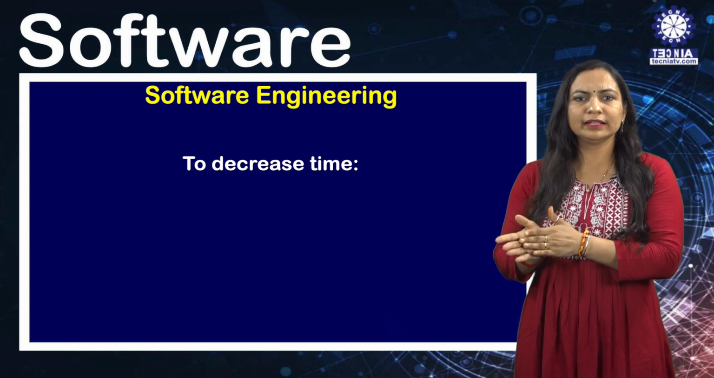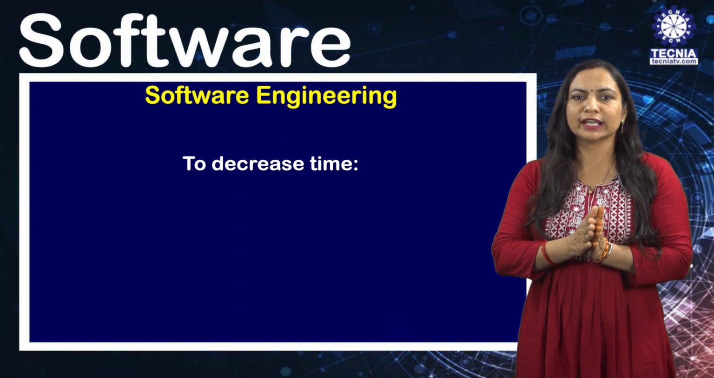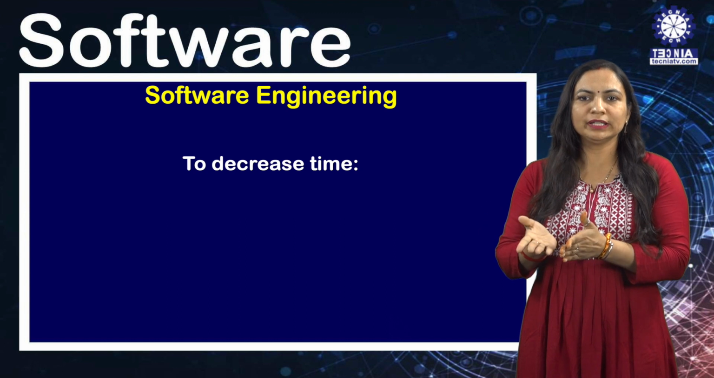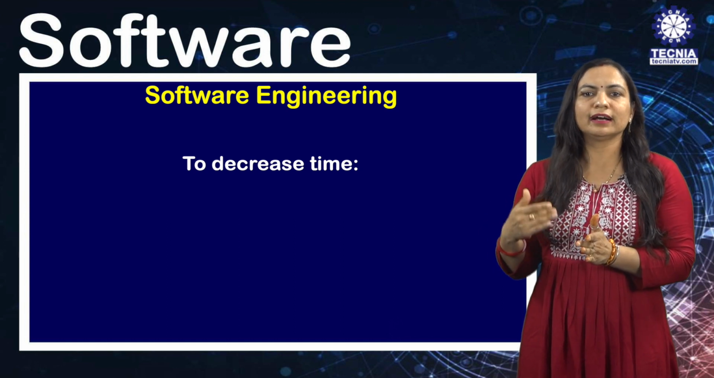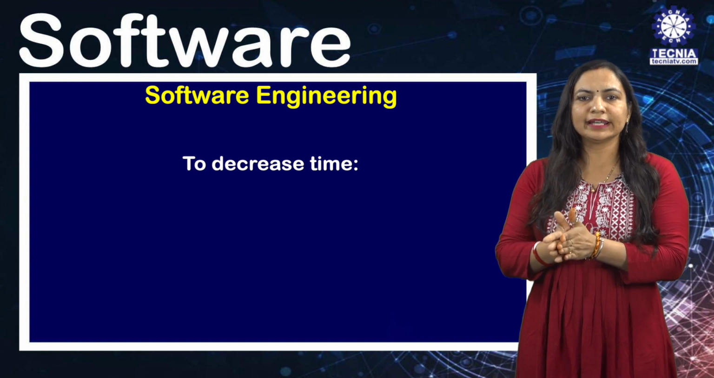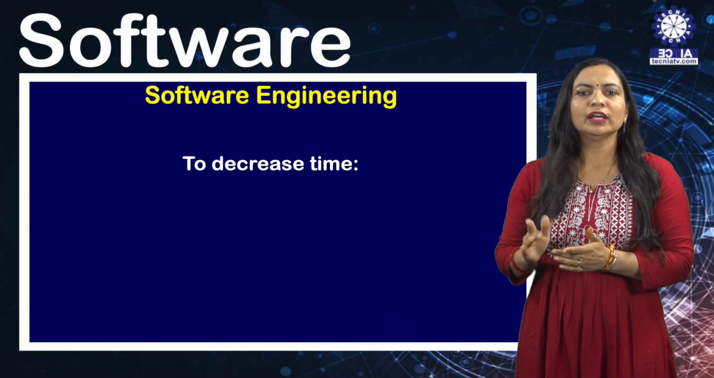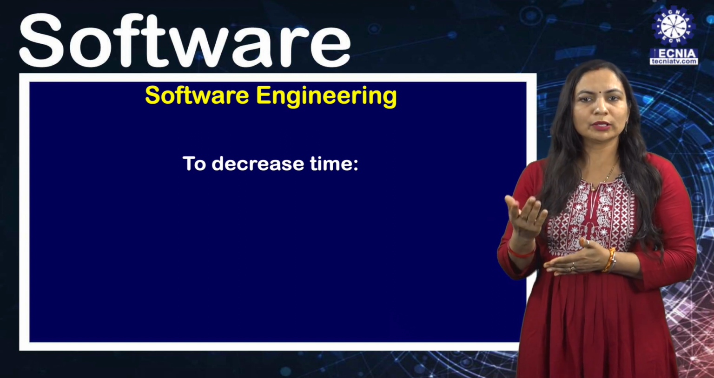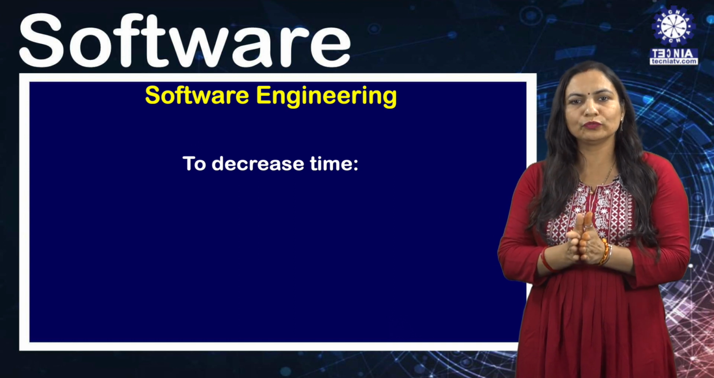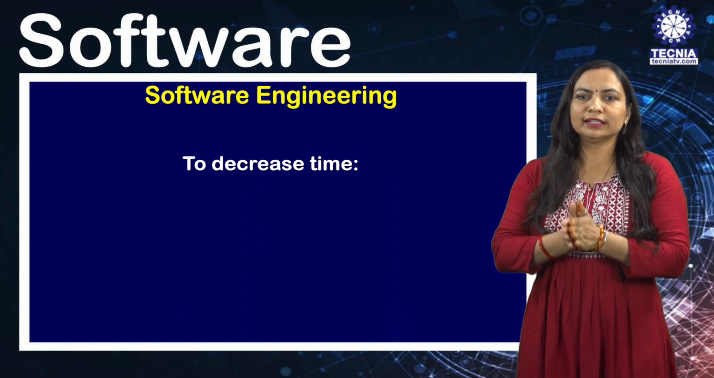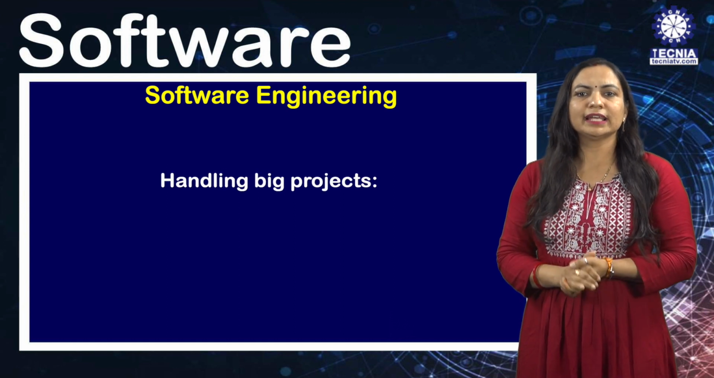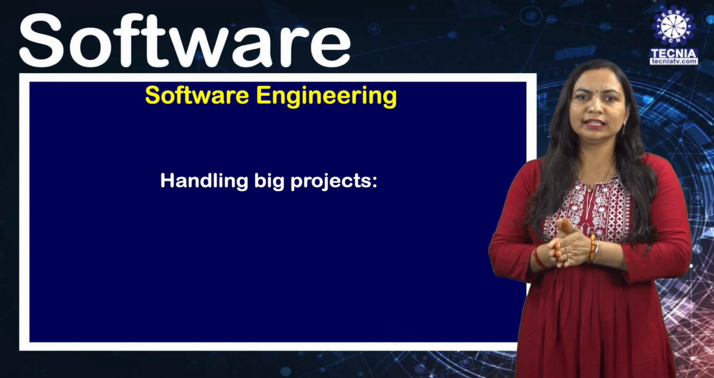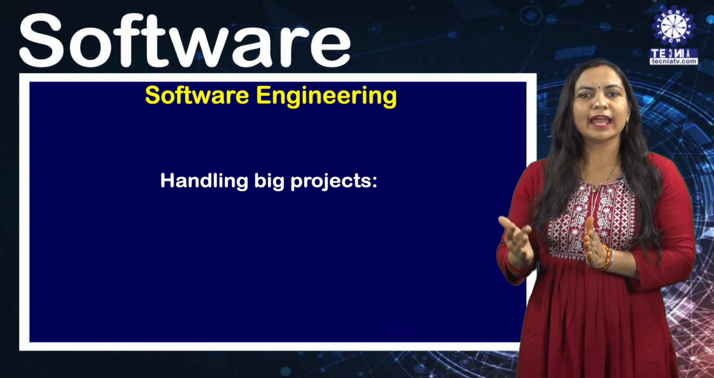The next is to decrease the time. Anything that is not made according to the plan always wastes time. And if you are making great software, then you may need to run many codes to get the definitive running code. This is a very time-consuming procedure, and if it is not well handled, then this can take a lot of time. So if you are making your software according to the software engineering method, then it will decrease a lot of time. The next is handling big projects. Big projects are not done in a couple of days and they need a lot of patience, planning and management.